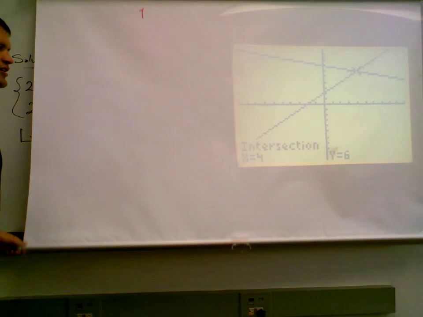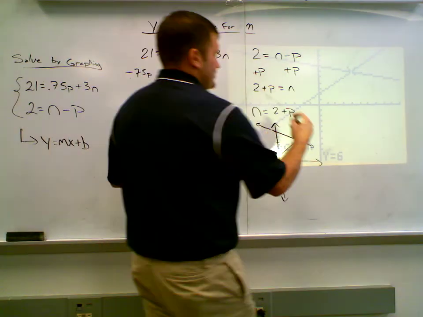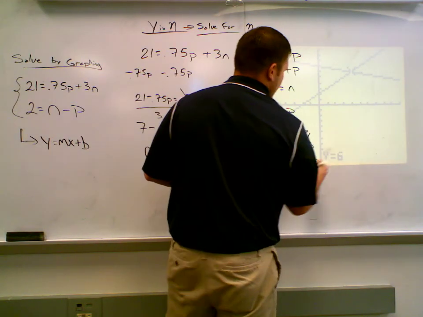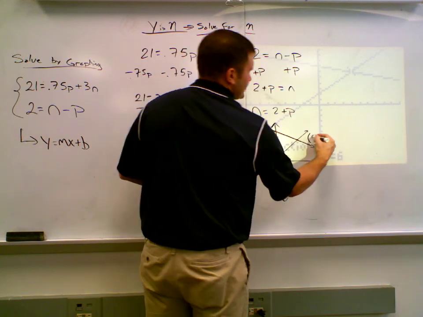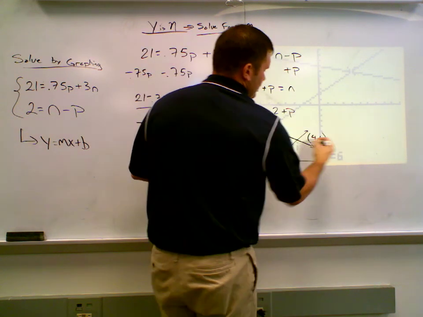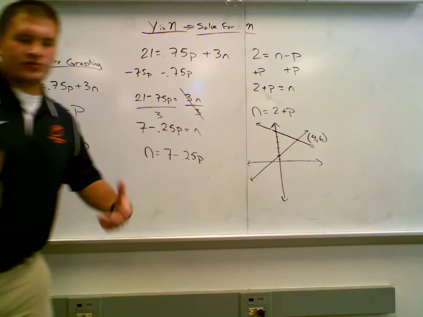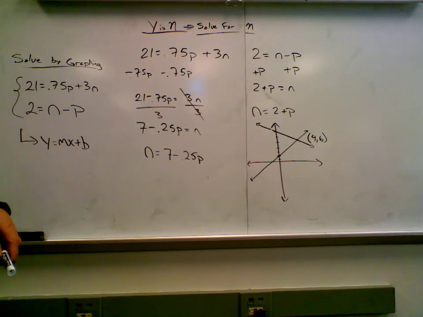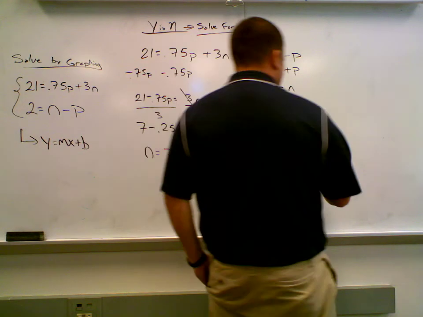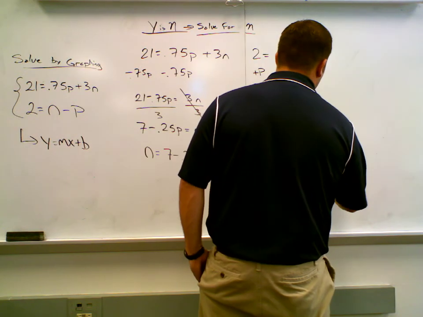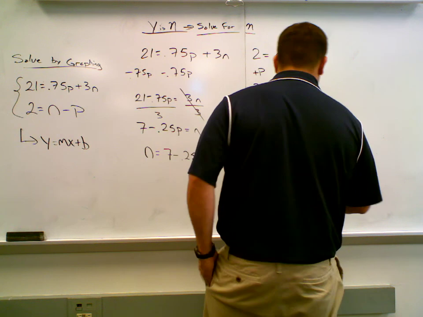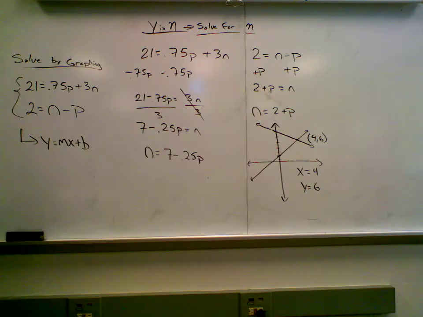4 and 6, right? So that means that this intersection point right here is x equals 4, y equals 6, right? Now, I'm guessing a lot of students on a test or a quiz or a worksheet are going to then say our solution is x equals 4, y equals 6. Is that the solution though? What's the solution?